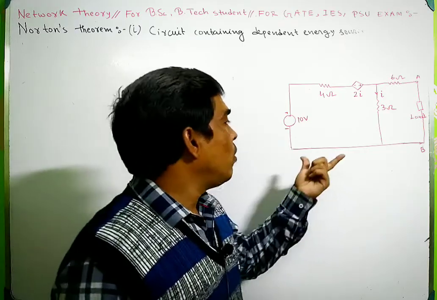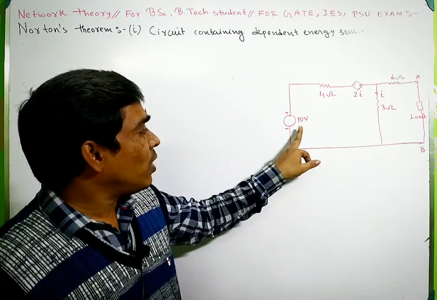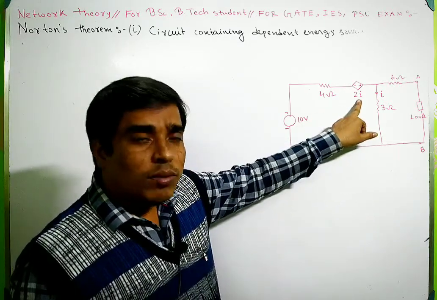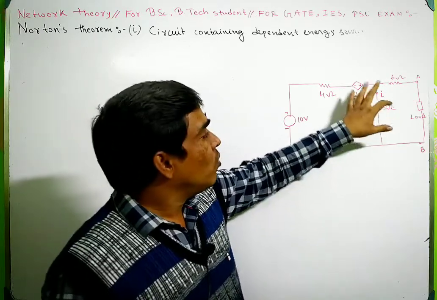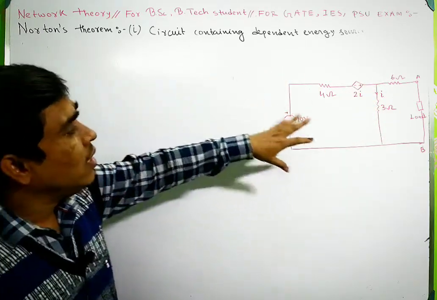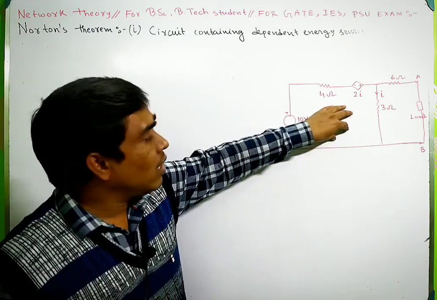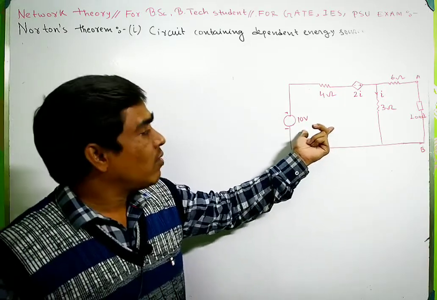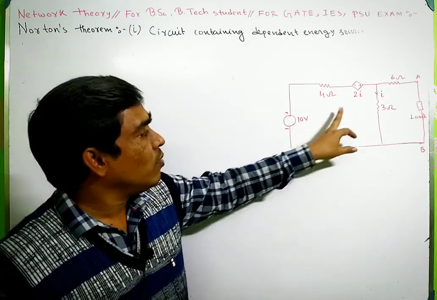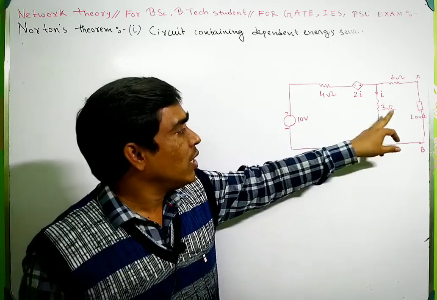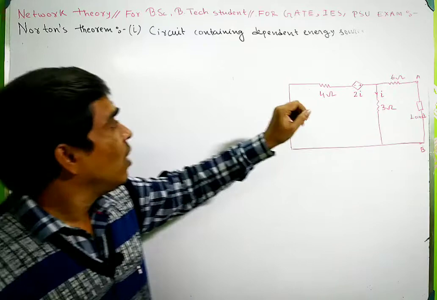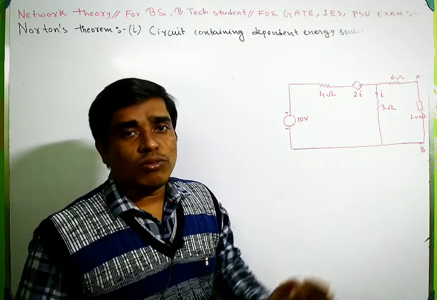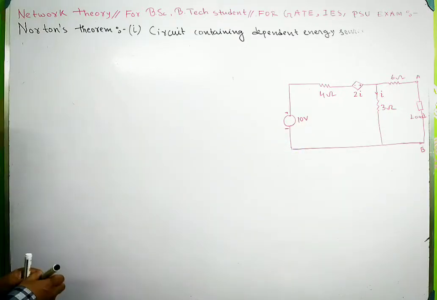Now I will solve this problem. This problem contains one independent voltage source and one dependent voltage source. So how to calculate the Norton equivalent current source and the Norton equivalent resistance in this circuit? This is a voltage source, this is a dependent voltage source, and this is the load resistance. So this circuit contains dependent and independent energy sources.